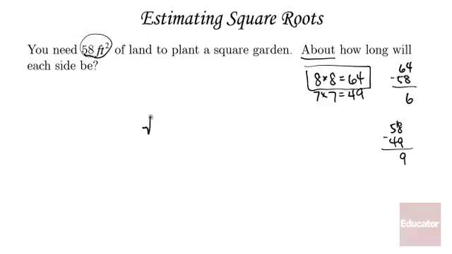So the approximate square root of 58 is about 8. So about how long is each side going to be? Each side is going to be about 8 feet long. However, remember that this problem is asking for about, and in real life, we would only want to use this to estimate how much materials we need to buy, because 64 is larger than 58.